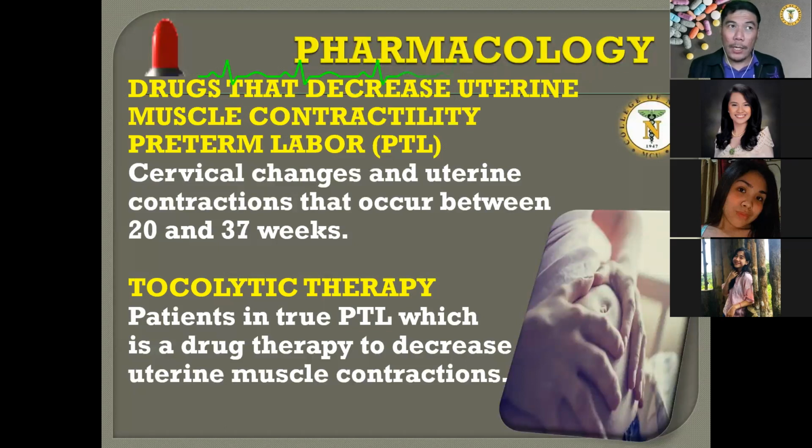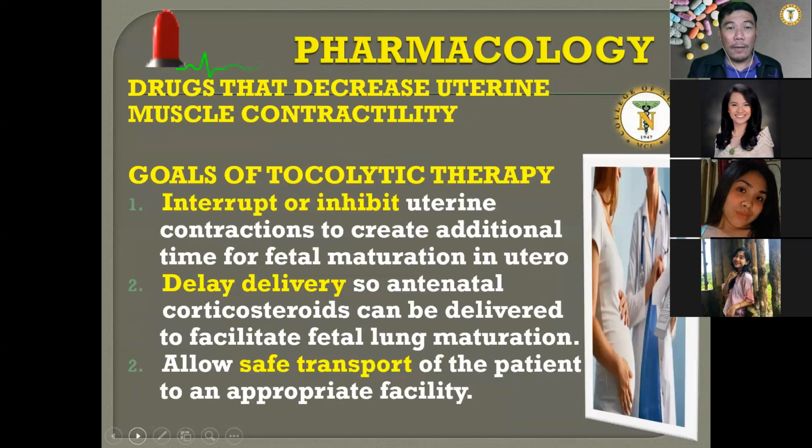Remember, it has been introduced to you what the false and true labor are. So when it comes to true preterm labor, which is evaluated by a specialist or expert, this is a drug therapy to decrease the muscle contractions. And with that, we have the goals of tocolytic therapy. So what could be the purpose of having tocolytic therapy? Obviously, this is to interrupt and inhibit uterine contraction.